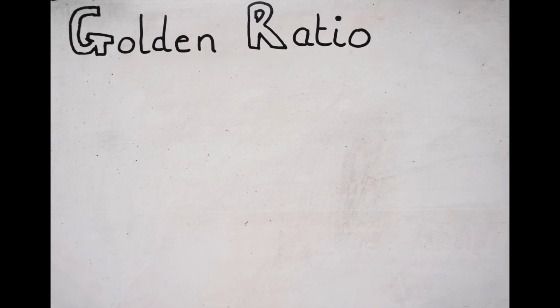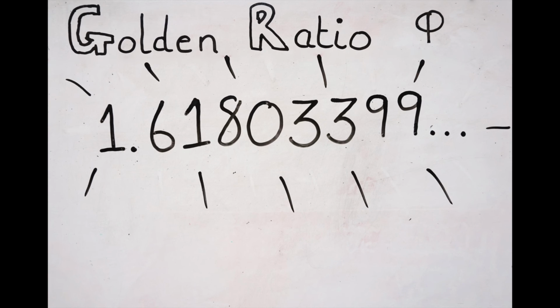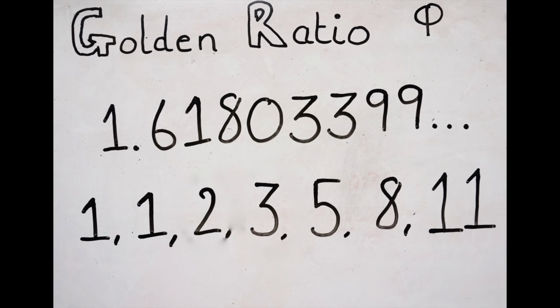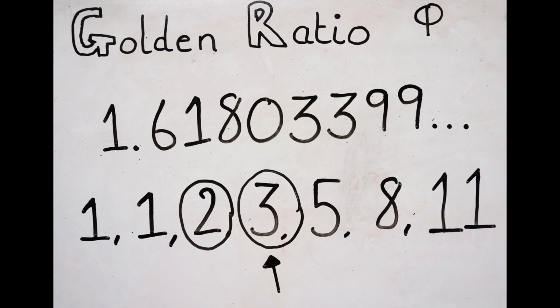One of the consequences of Fibonacci's sequence is the golden ratio. The golden ratio is a number symbolised by the Greek letter phi. The actual value is 1.61803399 and so on. And there is a way to get this number from the Fibonacci sequence. If you take 2 consecutive numbers, like 2 and 3, and then divide the bigger number, 3, by the smaller number, 2, you'll get a number close to the golden ratio.